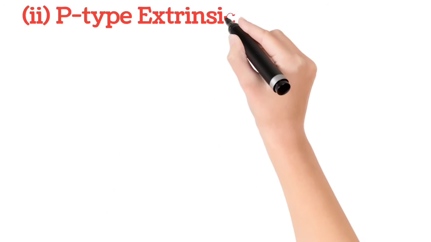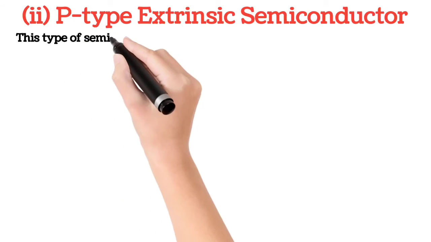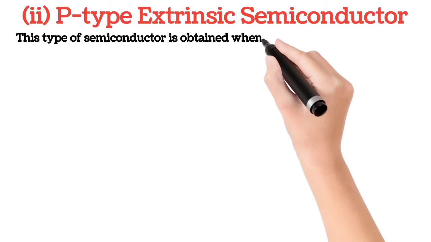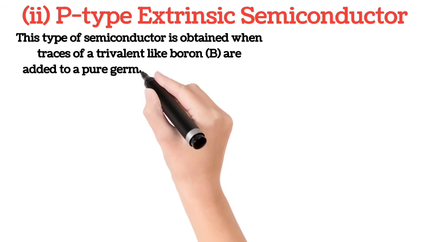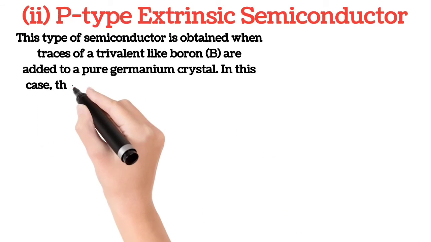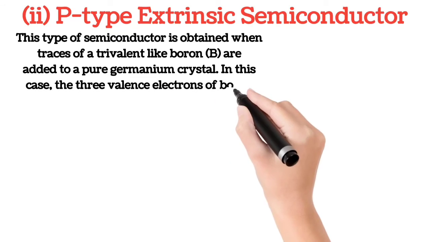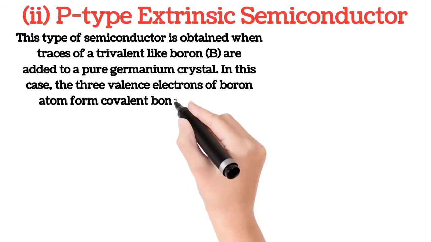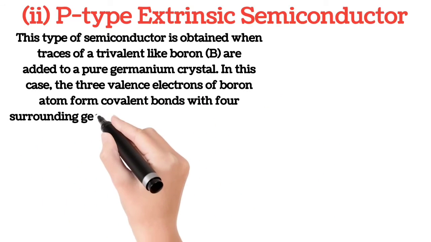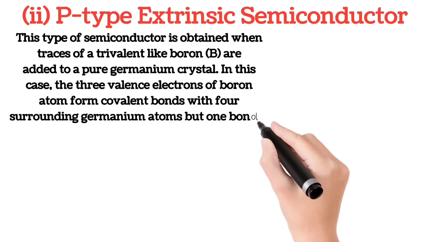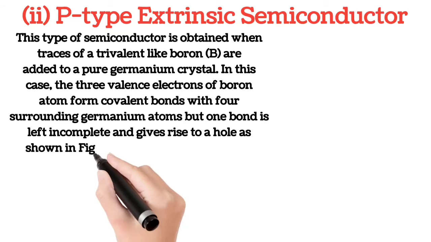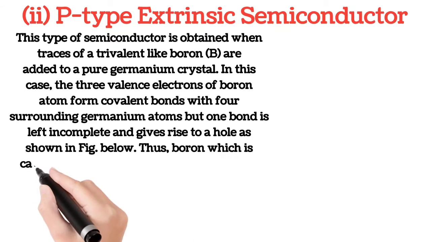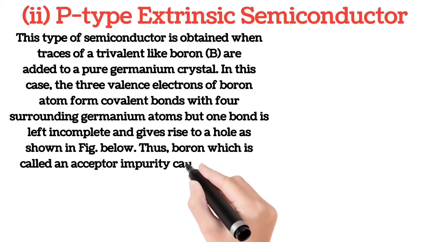This type of semiconductor is obtained when traces of a trivalent material like boron, B, are added to a pure germanium crystal. In this case, the 3 valence electrons of the boron atom form covalent bonds with 4 surrounding germanium atoms, but one bond is left incomplete and gives rise to a hole as shown in the figure below. Thus, boron, which is called an acceptor impurity, causes as many positive holes in a germanium crystal as there are boron atoms, thereby producing a p-type (P for positive) extrinsic semiconductor.